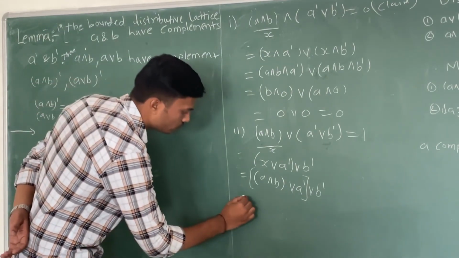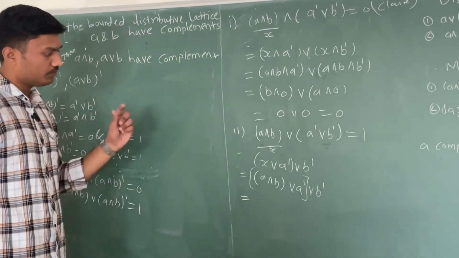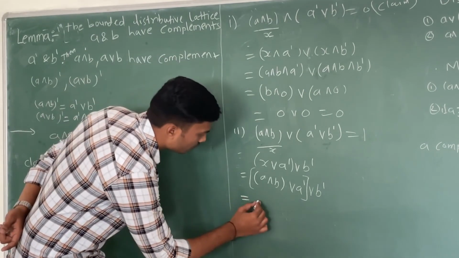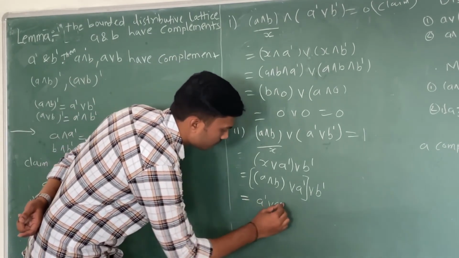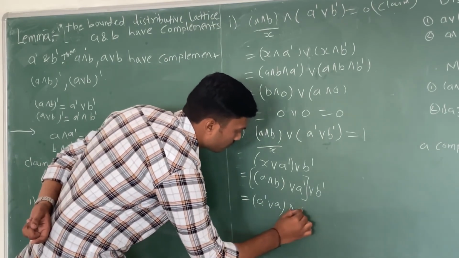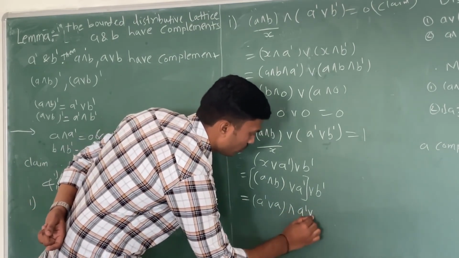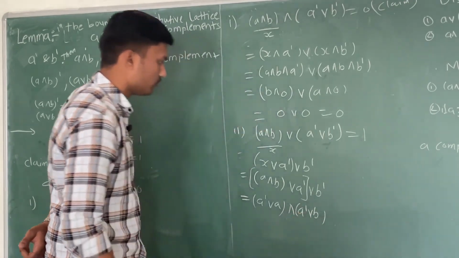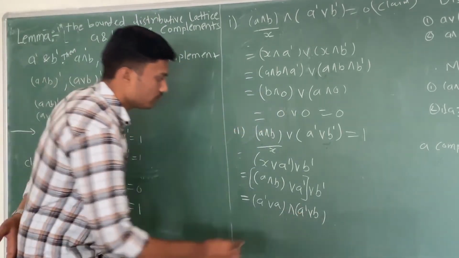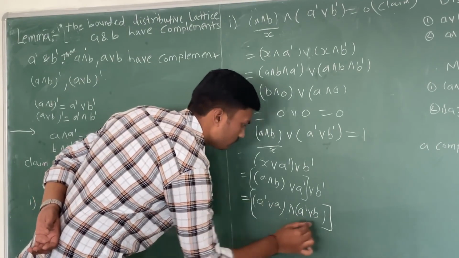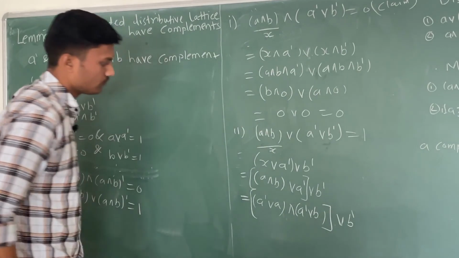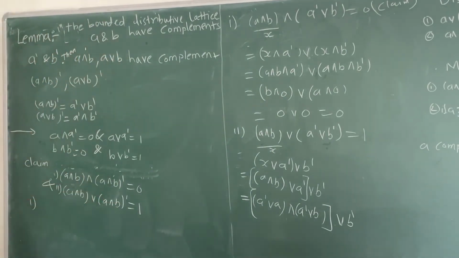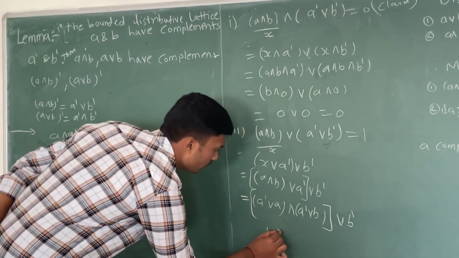Yes, now we can use the distributive law. What is the distributive law? Here is A dash join A meet with A dash join B. No, no, that is what we are proving. That only we are proving. No, no, no, we are supposed to prove that. What is A dash join A? 1. Here is 1 meet.